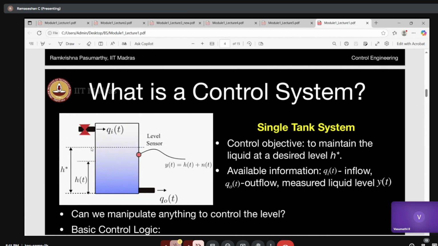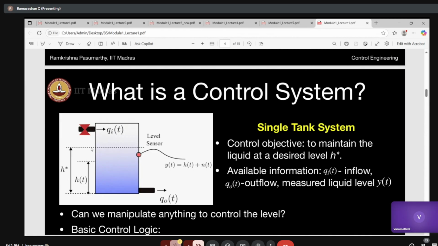Yes, sir. So here, what do you think is the output? Sir, the output will be the h of t, the level of h of t. So the water level. So the sensor will be the water level indicator. The output will be the h of t.